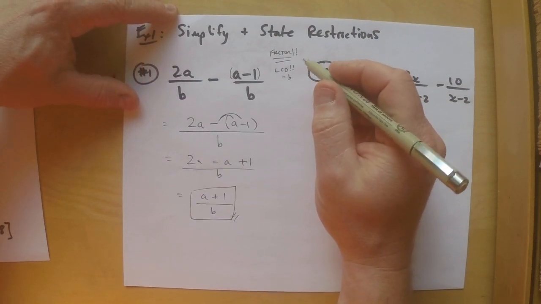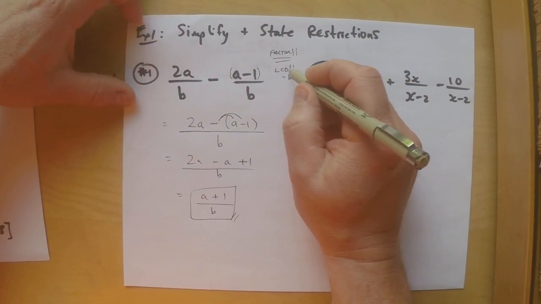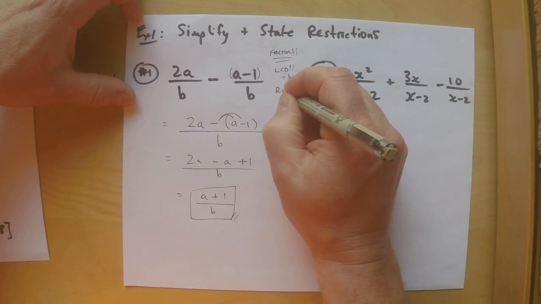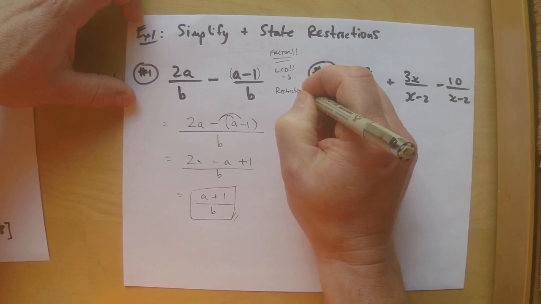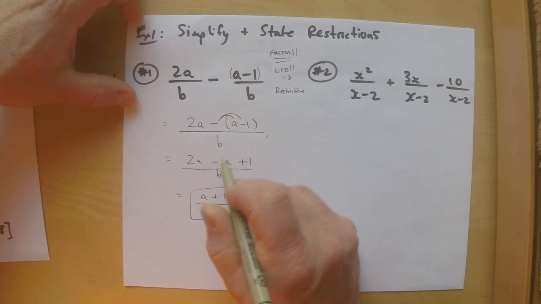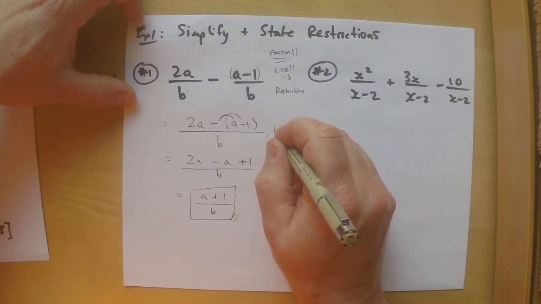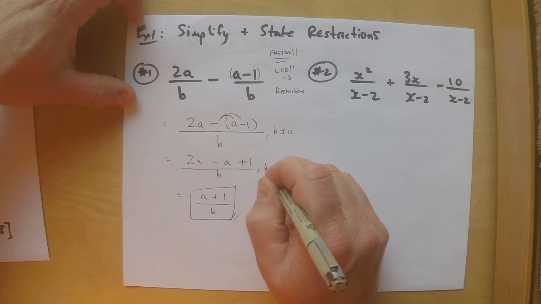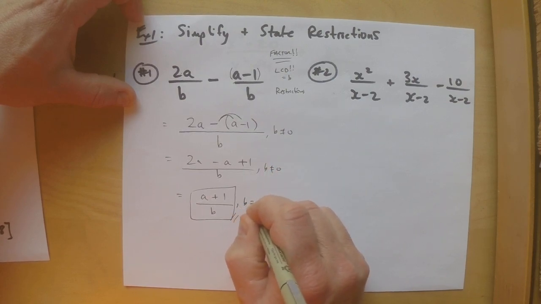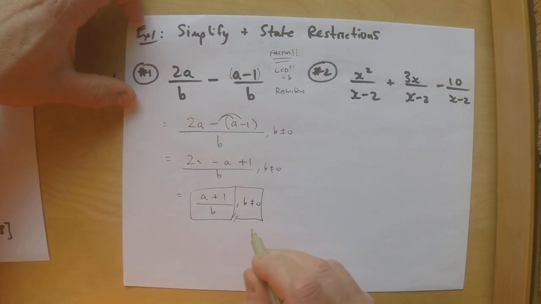Restrictions, I guess I got carried away a little bit. So factor, build your LCD, then let's state the restrictions. What are the bad values of the denominator? What's a bad value for that is 0, which is the same for both. So I would keep that in my final answer. b cannot equal 0.